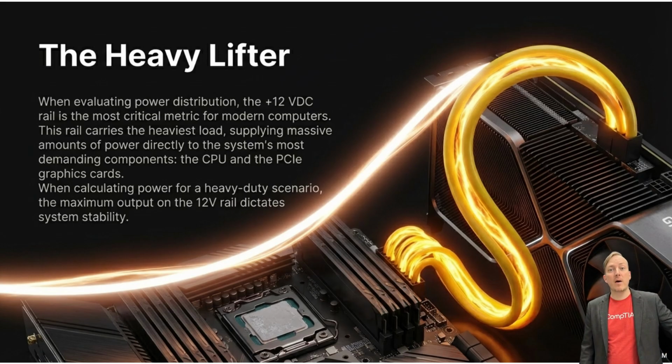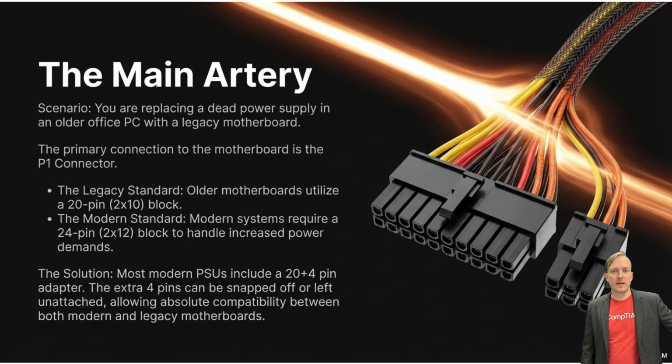When evaluating power distribution, the plus 12 VDC rail is the single most critical metric for modern computers. This rail carries the heaviest load, supplying massive amounts of power directly to the system's most demanding components, your CPU and your PCIe graphics cards. When you are calculating power for a heavy-duty scenario, the maximum output on that 12V rail dictates your entire system's stability. Let's move to delivery.